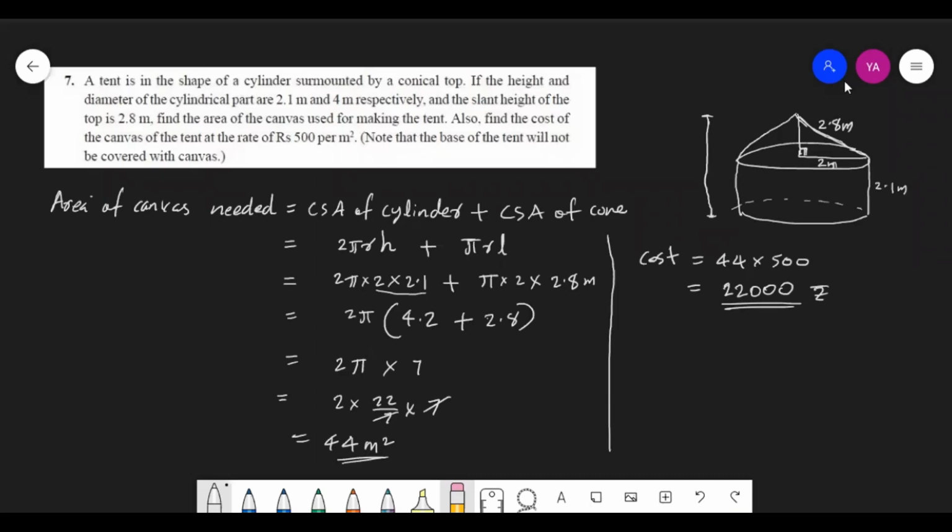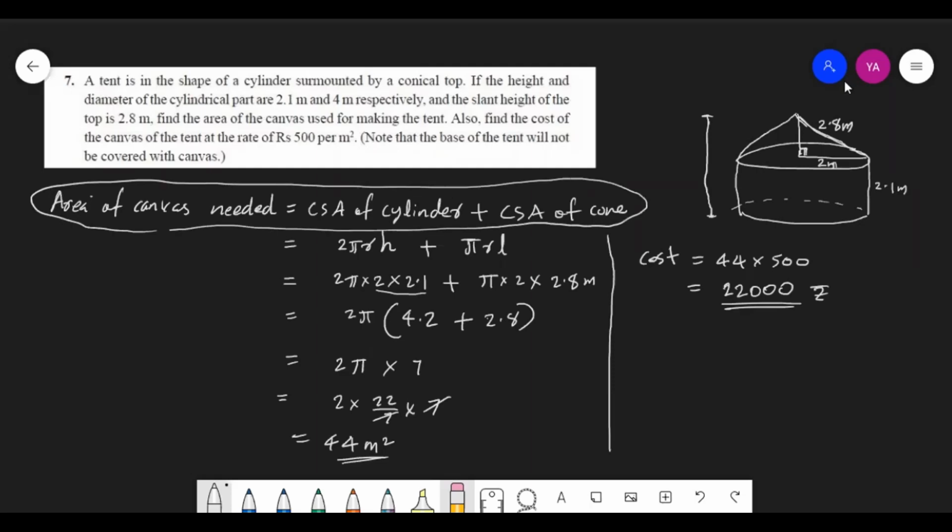Okay, this is very important. The first step is that you want to understand the question, then only you can write this step. The area of the canvas needed is curved surface area of the cylinder plus curved surface area of the cone, because we don't cover the base by canvas. You may have seen such tents in scouting, sometimes in school, or sometimes in a circus.